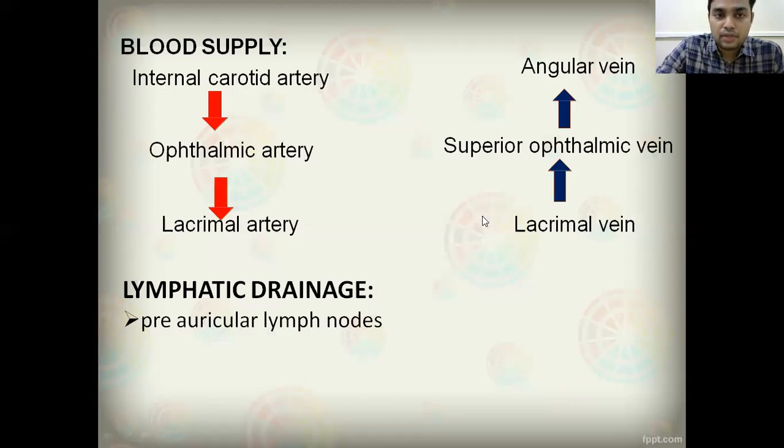Coming to the blood supply of the lacrimal gland, it is mainly supplied by the lacrimal artery, which is a branch of the ophthalmic artery, which in turn is a branch of the internal carotid artery. The main venous drainage is by the lacrimal vein, which drains into the superior ophthalmic vein and finally into the angular vein. The lymphatic drainage is by the preauricular lymph nodes. This is about the blood supply and lymphatic supply of the lacrimal gland.